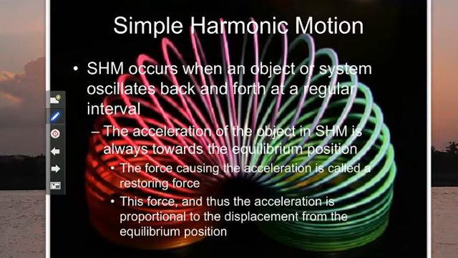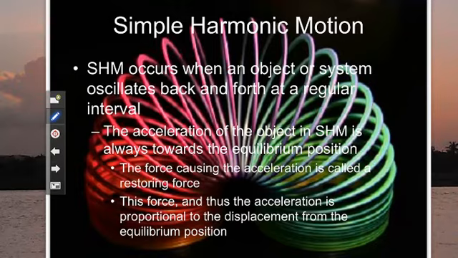Now, the actual motion that we're talking about here occurs when some system is oscillating back and forth at a regular interval. When we mean a regular interval, we mean that it has a consistent or constant period. So the period of each successive cycle or oscillation is the same. And one thing we find with objects that are in simple harmonic motion is that the acceleration is always in the direction of the equilibrium position.